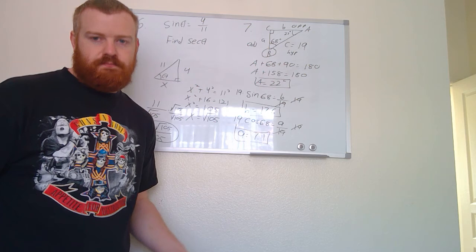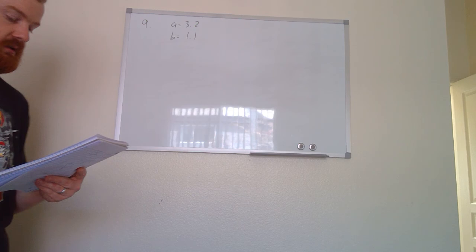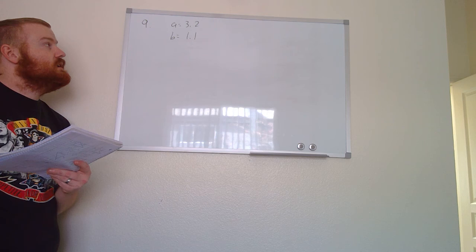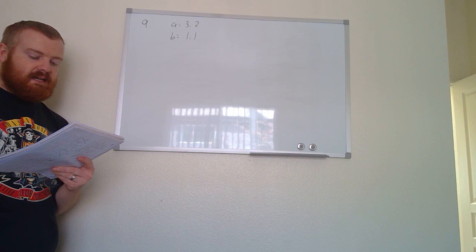Okay, so I'm going to skip example number 8 because this one you solve the exact same way that you did number 7. The only difference is they don't have the triangle drawn for you, but you can just use the same triangle diagram that they used in example number 7. So for number 9, we have side length A is equal to 3.2, side length B is equal to 1.1. So we're going to start by drawing a picture of the triangle.